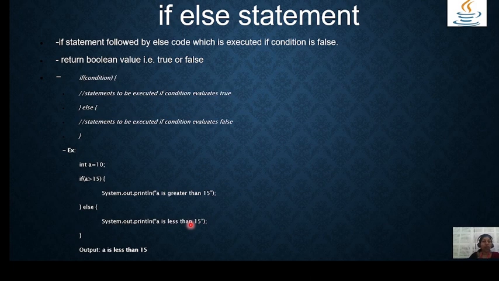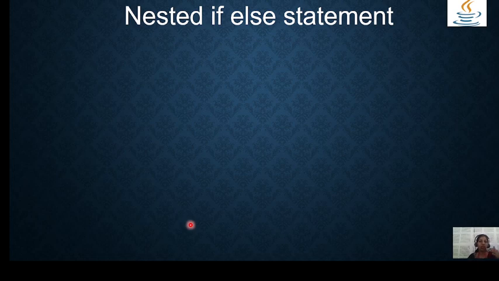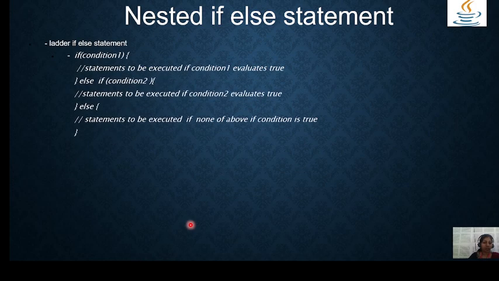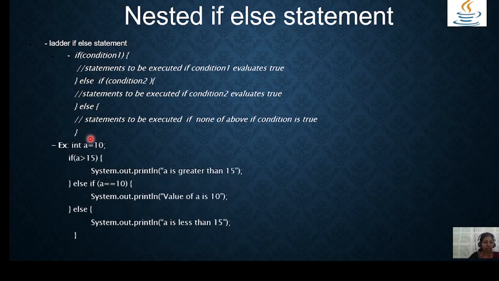Suppose we have to check multiple conditions. If the value of a is this particular specific value, else this, and in the else also if I want to check another condition, then what should I use? I will go for the nested if else. It is a ladder of if else. The syntax is if condition, else, then again if else. We can give any number of if else statements. This is the example.